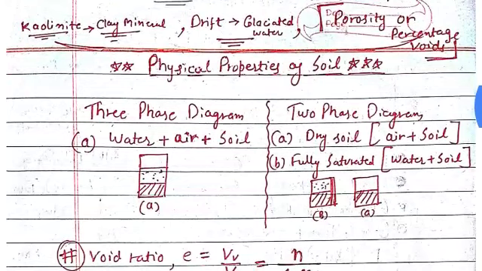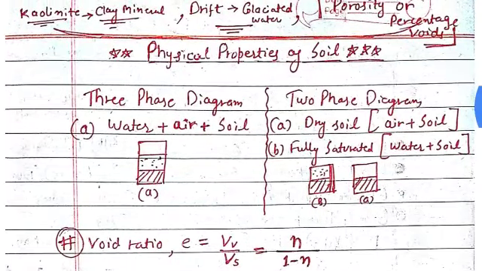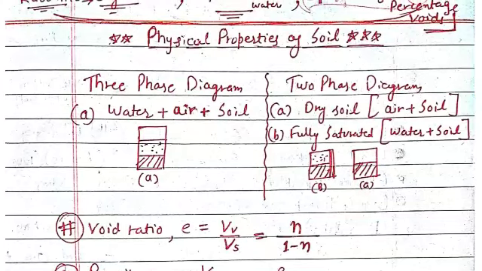Next one, physical properties of soil. Three-phase diagram and two-phase diagram. In three-phase diagram, soil consists of water, air and soil. In two-phase system, soil consists only air plus soil, that is known as dry soil, and fully saturated, that is water plus soil.